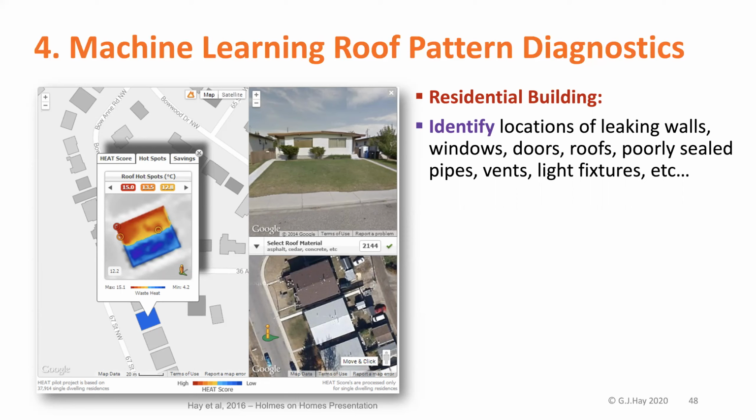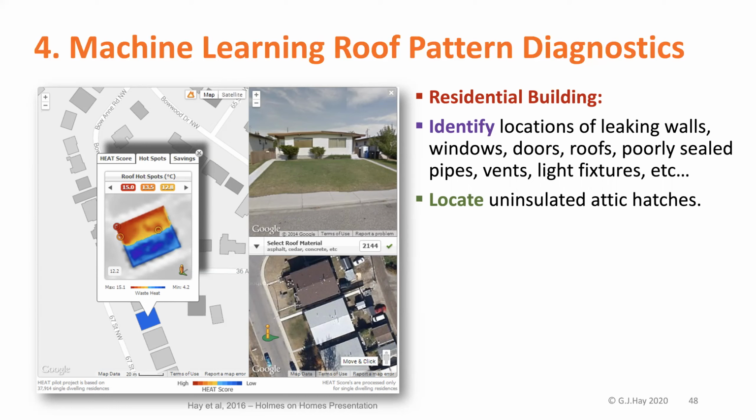The minimum temperature is 4.2 degrees. On the other side, it's 15 degrees, almost 4 times more. So this is a beautiful example of where the energy is leaving this house. And this is the kind of thing that shows, in this case, one side was insulated, the other side was not insulated. But for residential buildings, we can use it to identify leaking walls, windows, doors, pipes, vents, light fixtures. Remember, we can see the energy leaving at 5/100ths of 1 degree. So it's very, very sensitive.